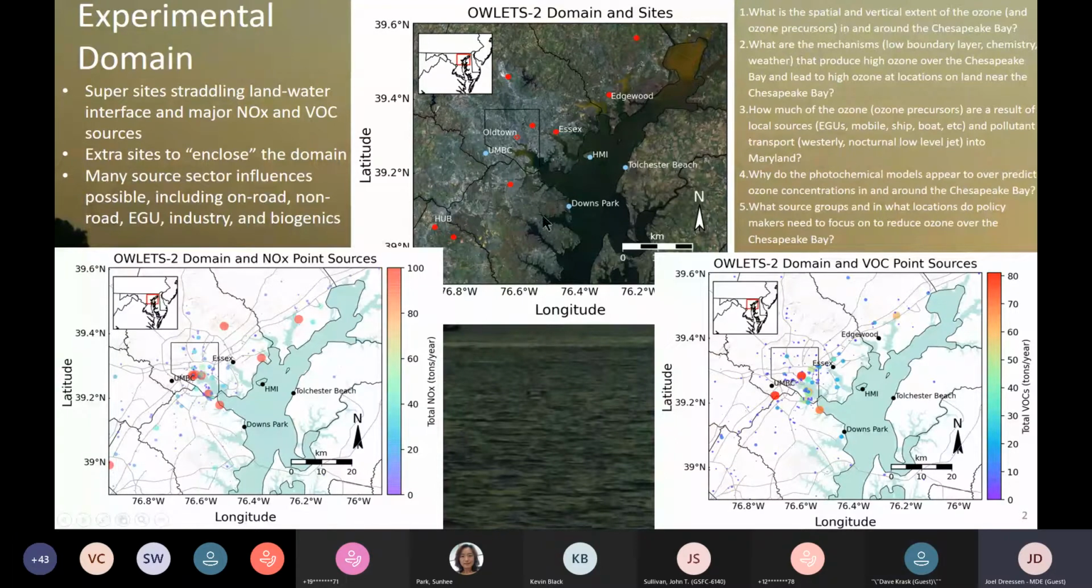So what are we trying to get at with the Outlets 2 campaign as a whole? Well, there are 5 fundamental questions that were driving us. First of all, the spatial and vertical extent, John showed some of that. What are the mechanisms creating the ozone over the bay? Someone actually asked about that in the chat. And then 3 and 5 here are really the meat. How much of that ozone, and then from what source group are those, what source groups are causing that ozone?